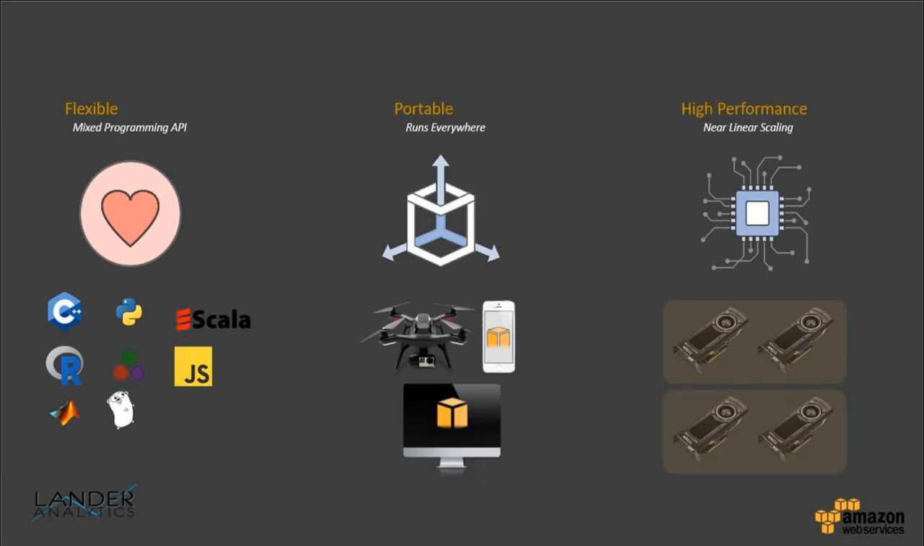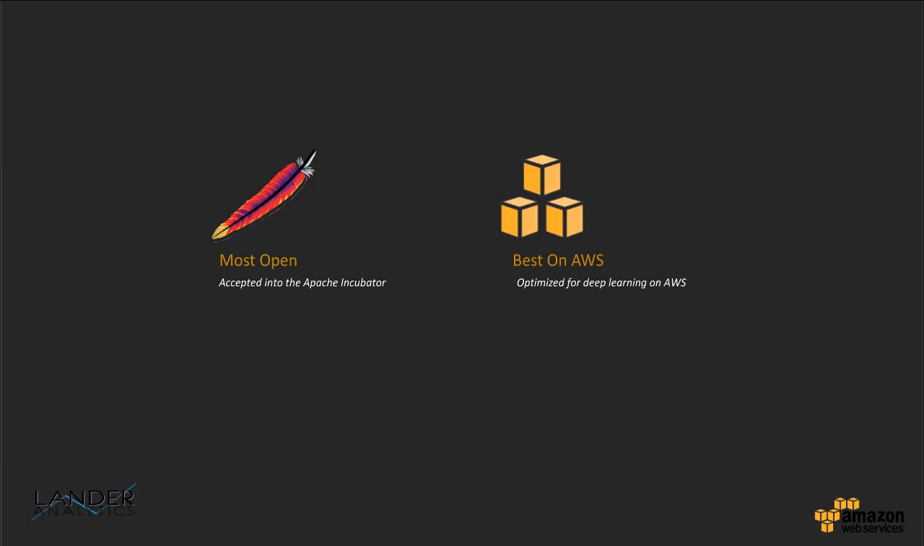Essentially, you can train the model at scale on the cloud and run it on a lightweight infrastructure like a drone or a mobile phone or browser. It's also high performance. You can scale an MXNet training model on multiple GPUs within the same machine, or multiple GPUs within multiple machines. It's also the most open platform available on the Apache Incubator as of now, and it runs best on AWS with the full integration with GPUs and the optimization that our engineering teams are putting into the platform in order to make it work seamlessly with other AWS services.